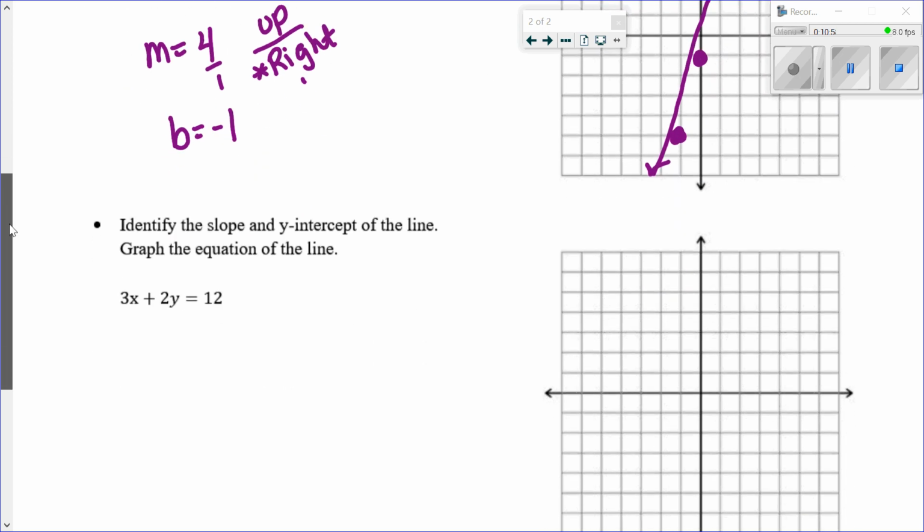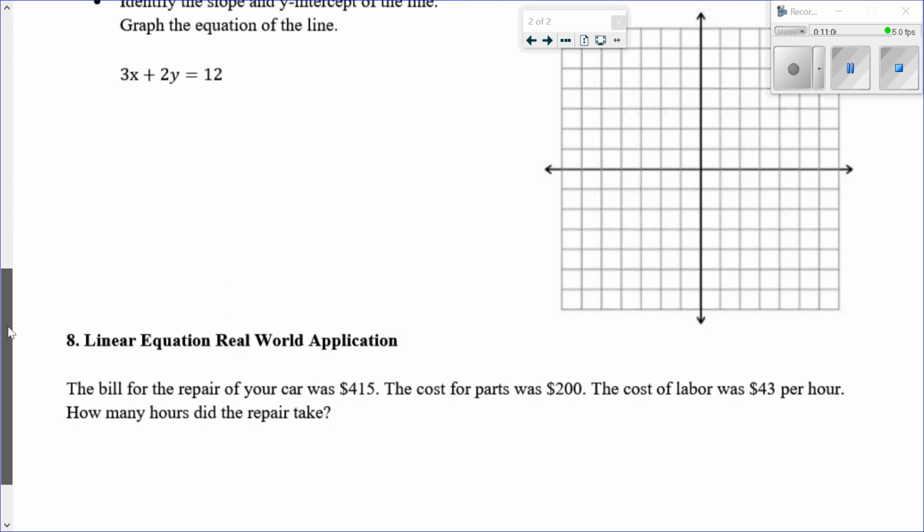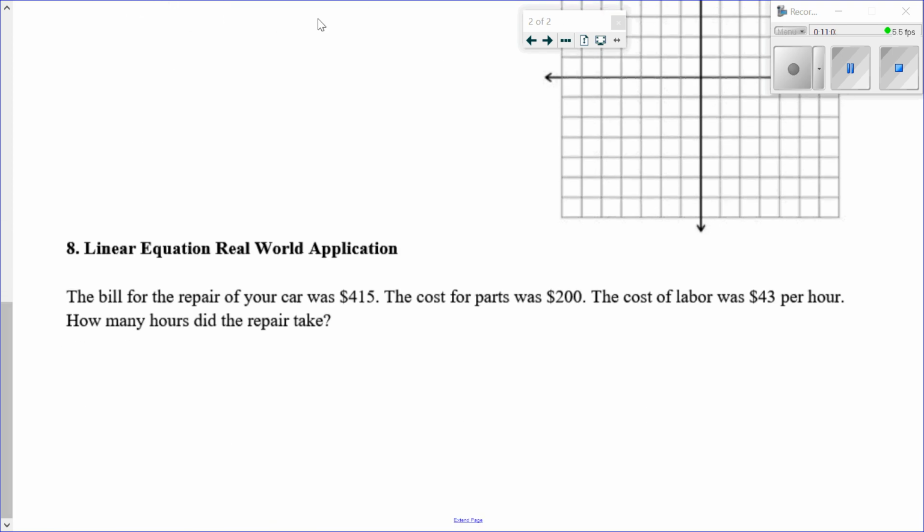All right, skip that one. You don't have problems on it. And then this is our last one. Linear equation, real life application. So basically it just says, make an equation and solve it.